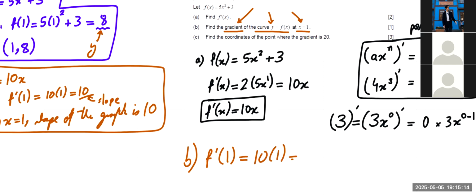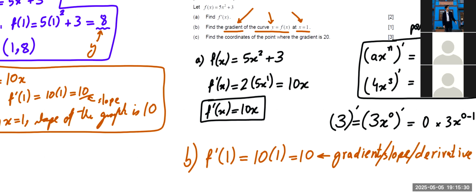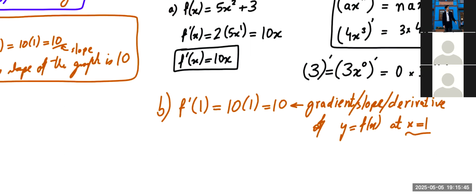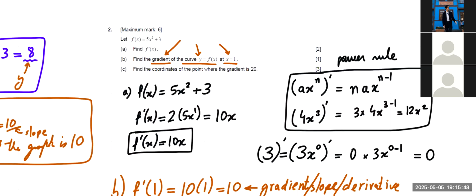The answer is 10. That's it. Is this clear? So we can call this the gradient, slope, or even derivative, because all of those things mean the same thing, of y equals f of x at x equals 1. Because that's the job of the derivative, telling you the gradient or the slope or the derivative, synonymous words, at any x value.